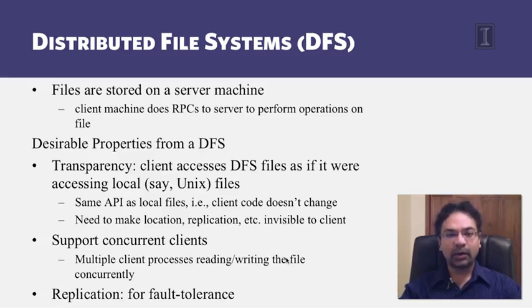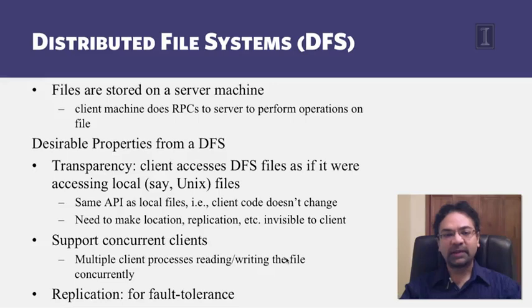We'll see this played out in more detail over the next few slides, but what do we desire from a distributed file system? Well, we desire a few properties. First, we desire transparency. Transparency essentially says that a client process should be able to access DFS files, distributed system files, as if they were indistinguishable from local, say, Unix files. So accessing a distributed file located in a DFS should be no different from accessing a local file. In other words, the API should be the same. In other words, the code that the client uses to access a local file should be the same as the code that the client uses to access the remote file.